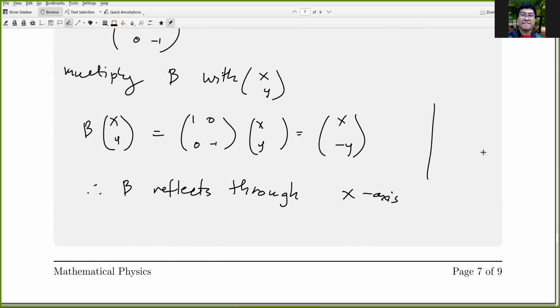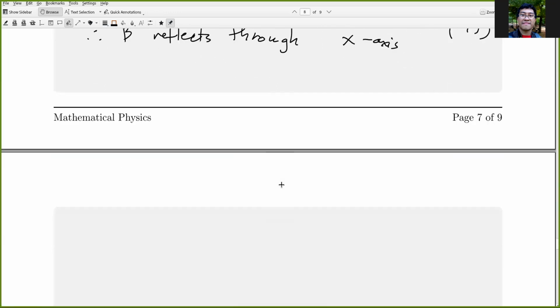So if you have here, this is your x-axis, this is your y-axis, and let's say this is xy. If you multiply the reflection matrix to this xy, x is still the same, so it's still right here, but y becomes negative. So basically, this is a reflection plane. xy gets reflected towards x, minus y. So that's what this matrix B does.